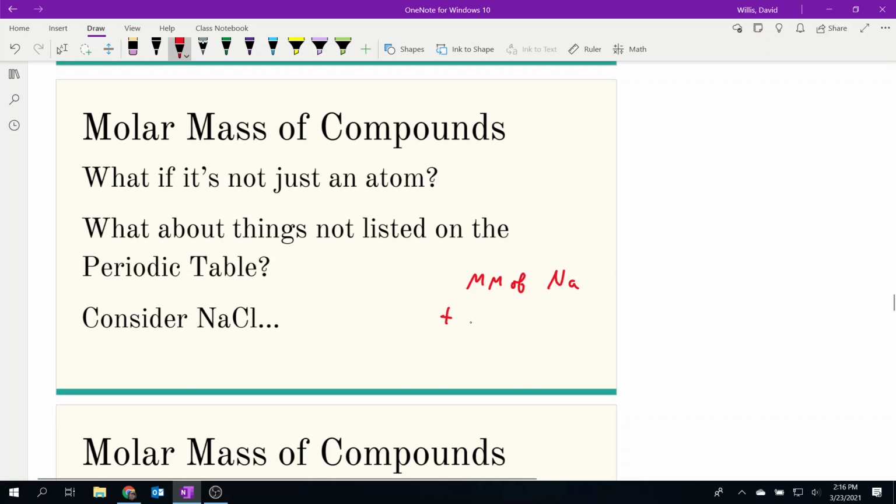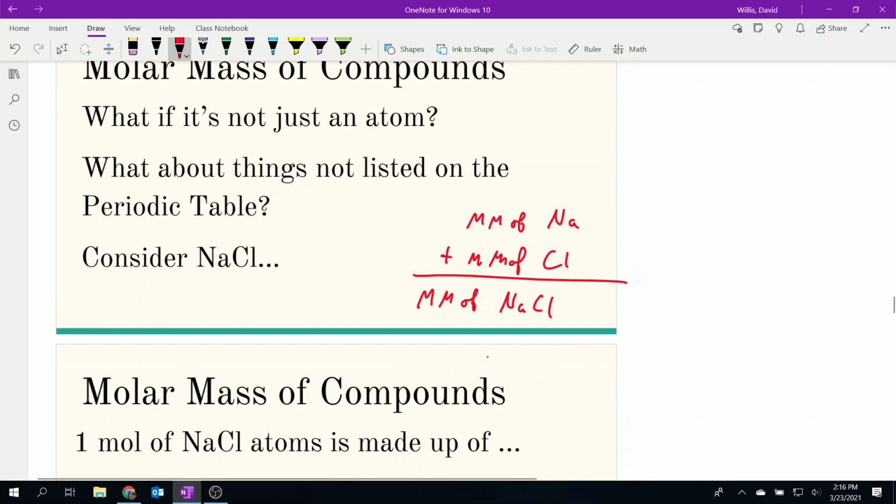I'll give you a hint. Find the molar mass of sodium, add the molar mass of chlorine, and that will give you together the molar mass of sodium chloride. Okay? And so that is all that there is to finding the molar mass of a compound: you just find the molar mass of all the parts. All right?